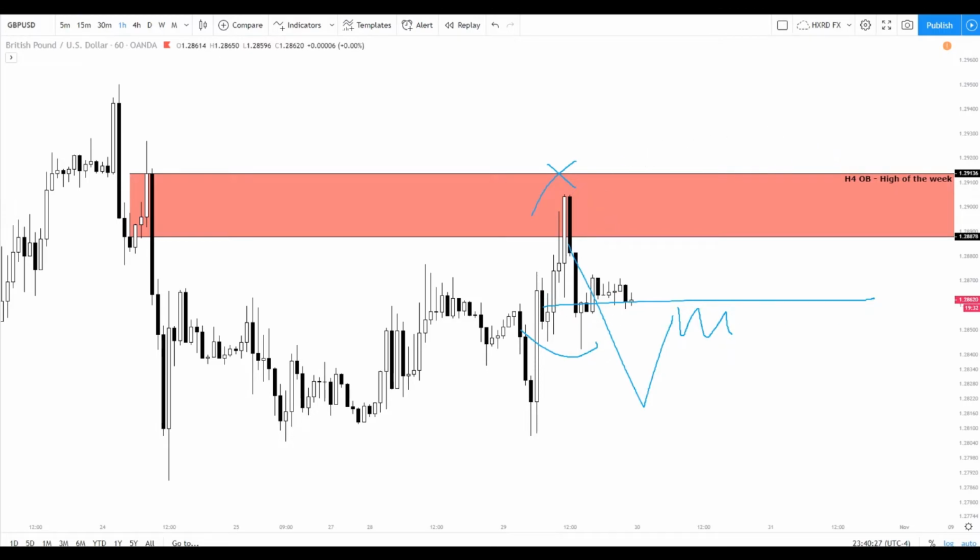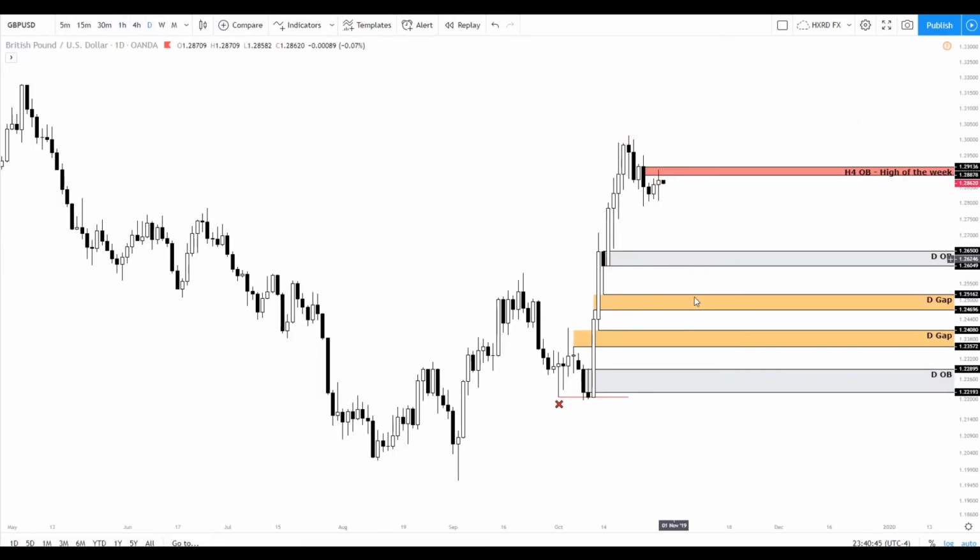All right, we could have a push into this block. If you see this up candle before the downwards move, you could see a push up into that block before we see a continuation down. So that's what I have for the cable, and the targets are shown right here on the daily.